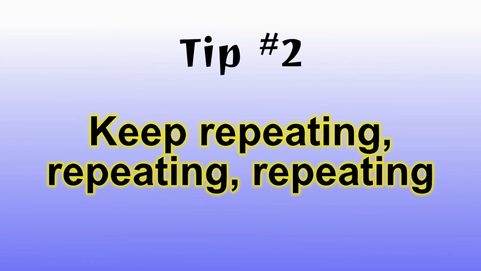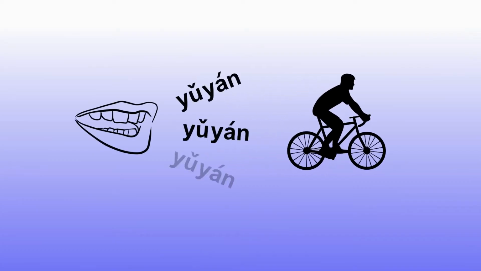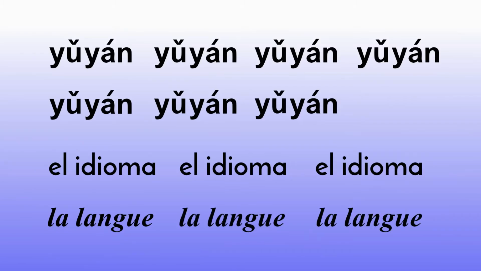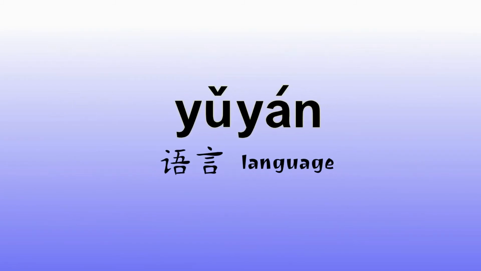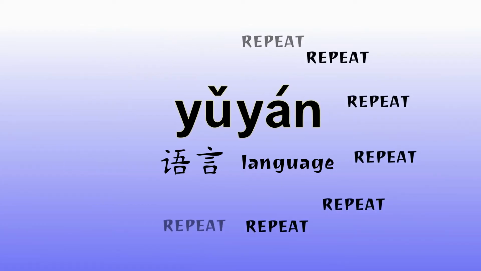Tip 2. Keep repeating. Just as there is muscle memory for riding a bike, so too, in a way, there is muscle memory for saying Chinese words with the correct tones. So verbal repetition is key here, even more than what you would do learning a non-tonal language like Spanish or French. With any Chinese vocabulary you study, be sure to repeat the words again and again whenever they come up. Say them a bunch of times in a row as you first learn them.